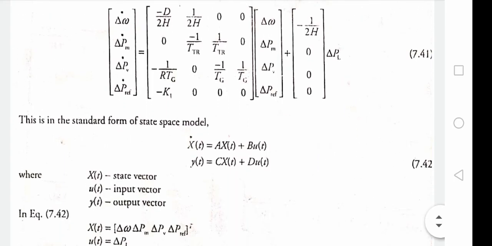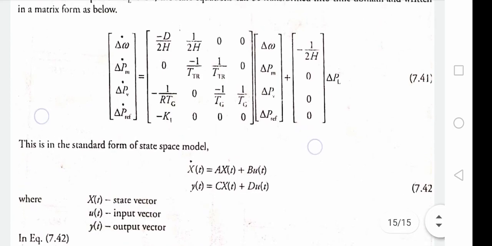So the standard form of the state space model is given as x dot of t is equal to A into x of t plus B u of t, and y of t is equal to C into x of t plus D u of t, where x of t is the state vector, u of t is the input vector and y of t is the output vector.